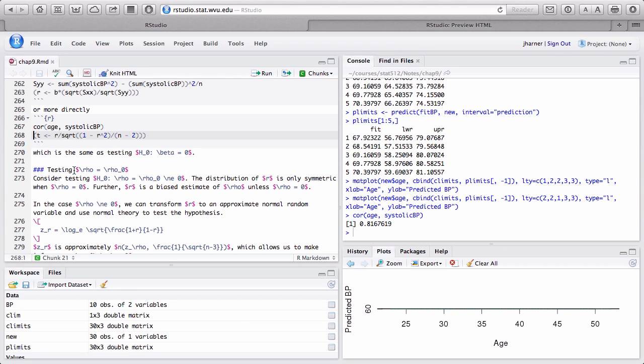We can test it at 0, but if you've got a big enough sample size, you're almost certainly going to reject the hypothesis. You're going to say, well, it's not 0. But on the other hand, you might be more interested in the actual value, and do I have a really good estimate of that value?